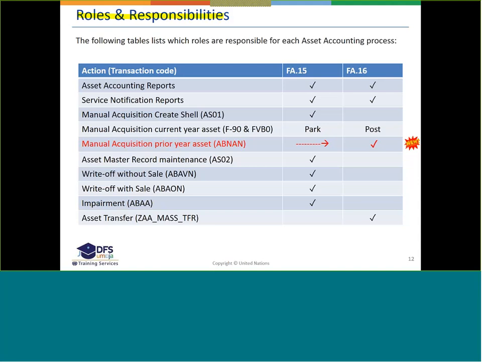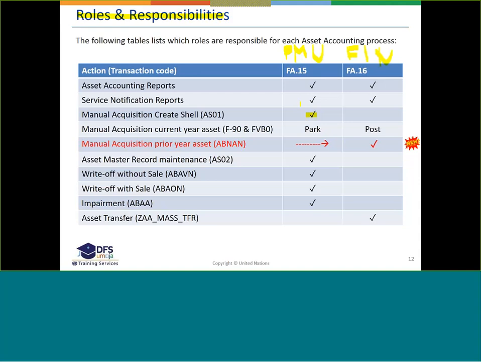So let's continue with roles and responsibilities of the different user roles that we have. We have FA15. This is PMU PCIU, so it's property management. And this one, FA16, is finance, okay? So who does what? Asset accounting reports, both come to them. Service notification reports, both come to them.